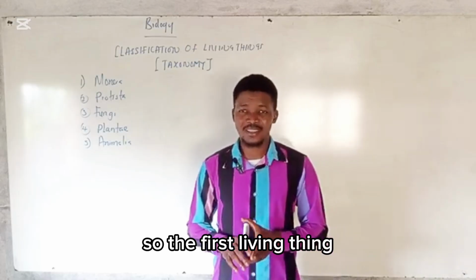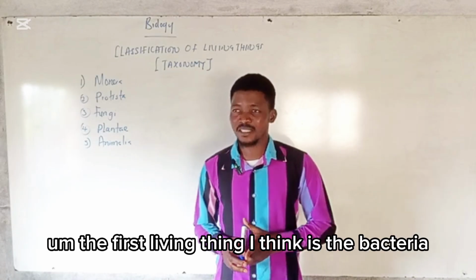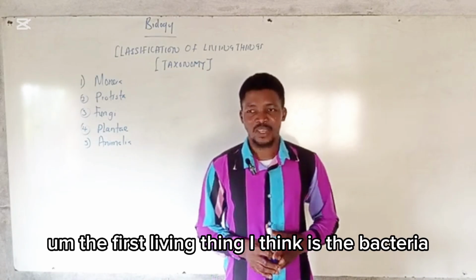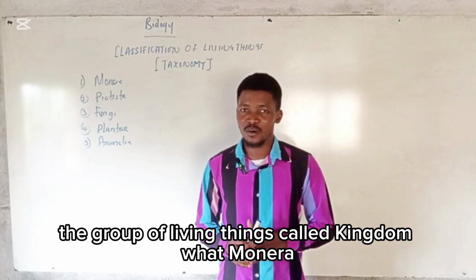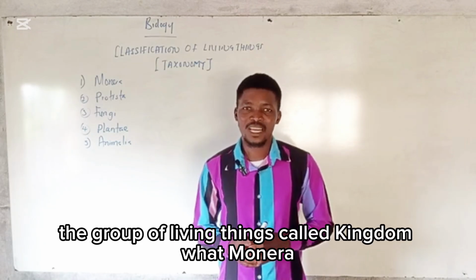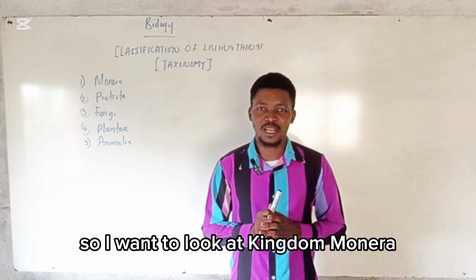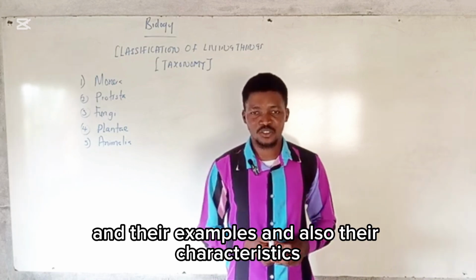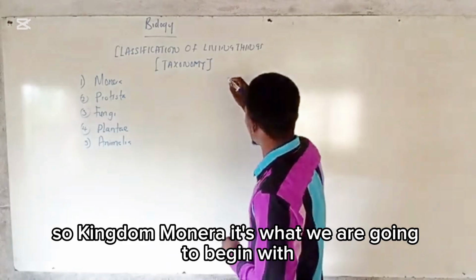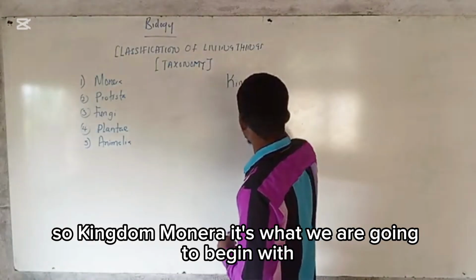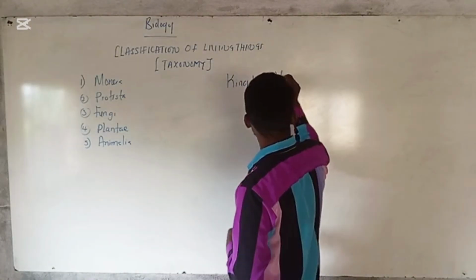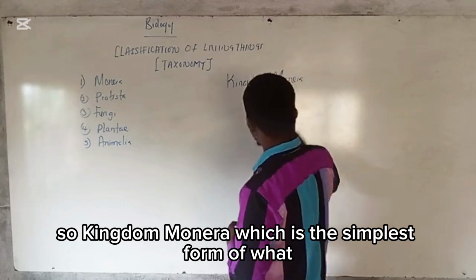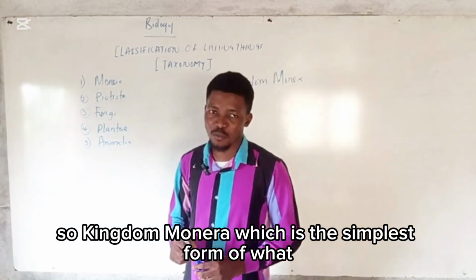So the first living thing I think is the bacteria, and it belongs to what? The group of living things called kingdom what? Monera. So we want to look at kingdom Monera, organisms of kingdom Monera, and their examples and also their characteristics. So kingdom Monera is what we are going to begin with. So kingdom Monera, which is the simplest form of what?